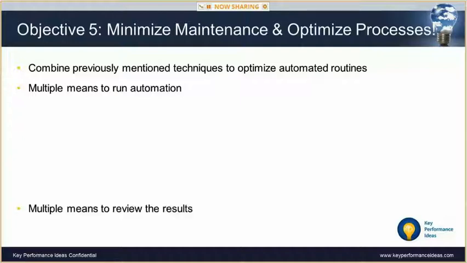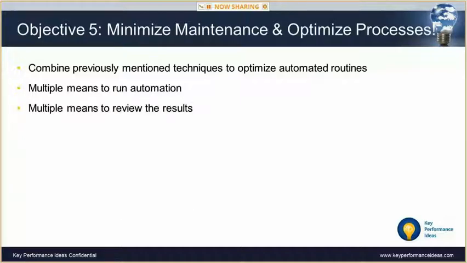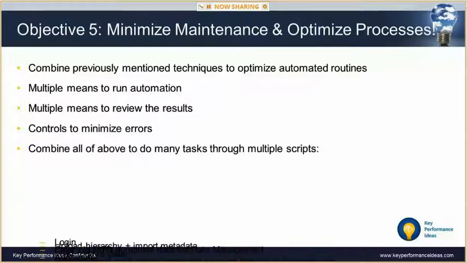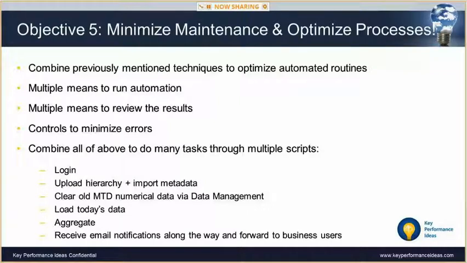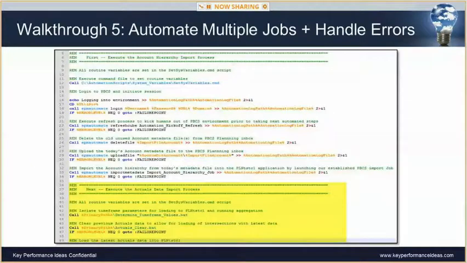Kind of a wrap-up in Objective 5. We can combine the previously mentioned techniques to optimize our routines. There's multiple means to run the automation that we discussed. There's multiple means to review the results. There's multiple controls to minimize the errors. And we can do many tasks through using multiple scripts we discussed as well. And to do so, we would just continue the wrapper script.